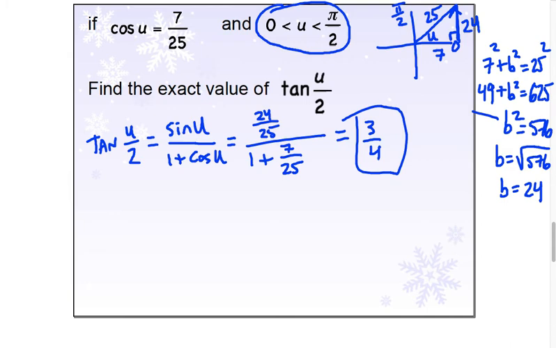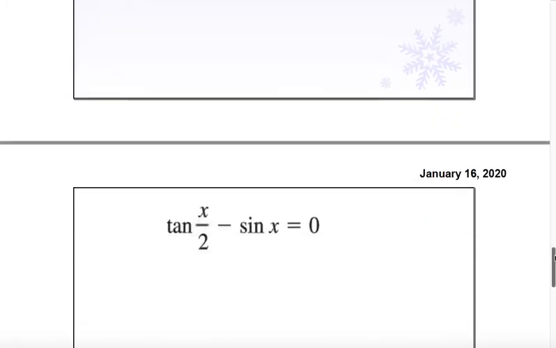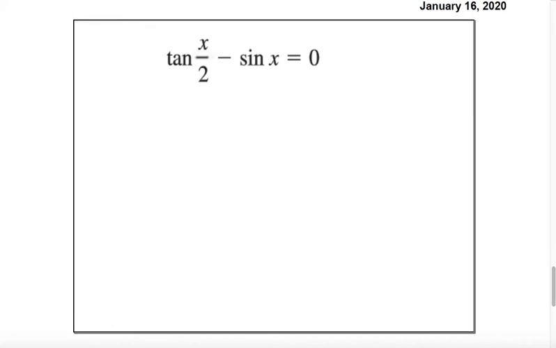Okay, one last example. This is a solving problem. I should write that in, that I want you to solve. Okay. So hopefully you look at this and you say, oh, I recognize that. That is a half angle formula, so I can replace it with one of the two versions. It does not matter which one you choose. I just, for the sake of it, I'm going to choose 1 minus cosine x over sine x.